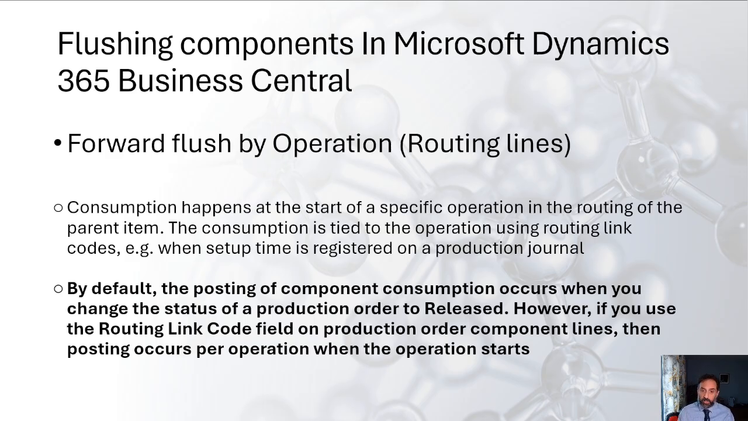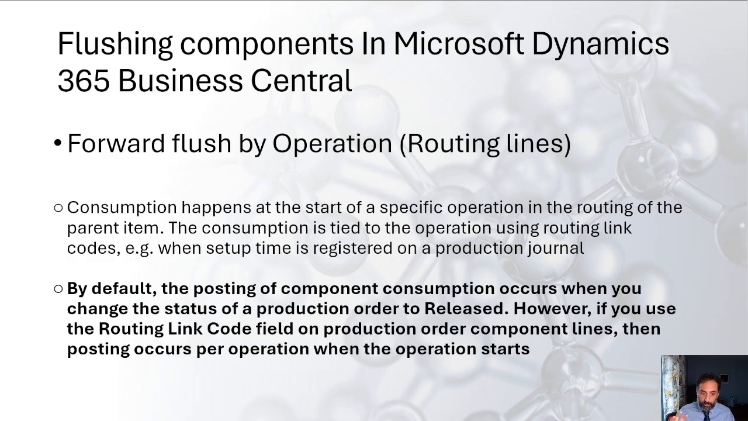So for example, a setup time registered on a production journal is the beginning of the actual operation. We don't post output, we don't post capacity yet, but we post setup. That setup is the beginning of the operation that triggers the flushing of that component.